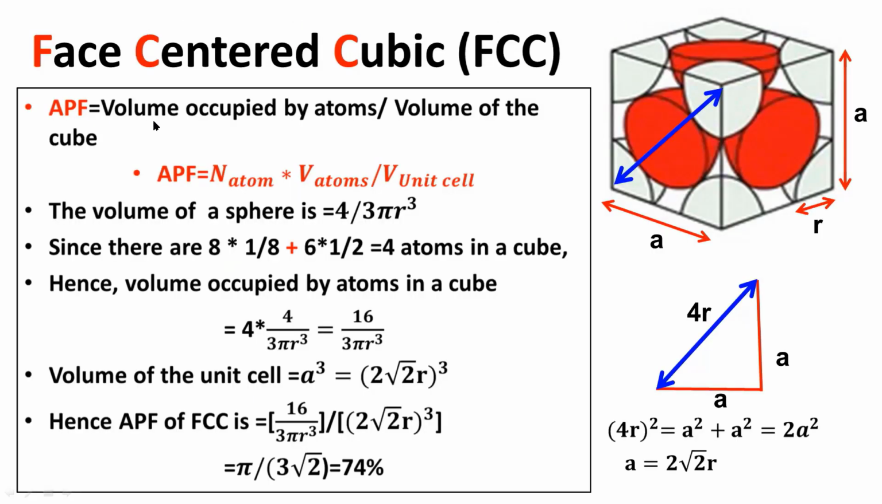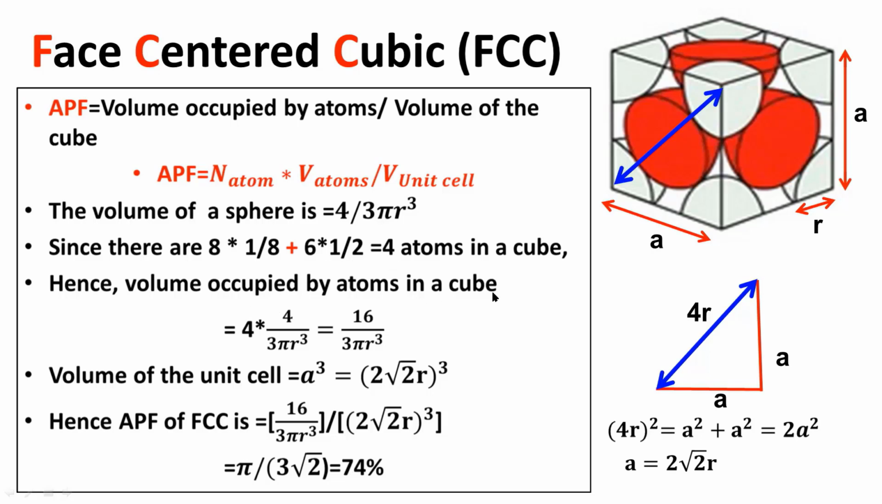As described earlier, APF is volume occupied by atoms divided by volume of the cube, that is nothing but the number of atoms times the volume occupied by each, divided by the total volume of the unit cell. As discussed, the volume of a sphere, that is the volume of one atom, is 4/3 pi r cubed. Since there are 8 times 1/8 corner atoms plus 6 times 1/2 face-centered atoms, the total number of atoms in the cube is 4.